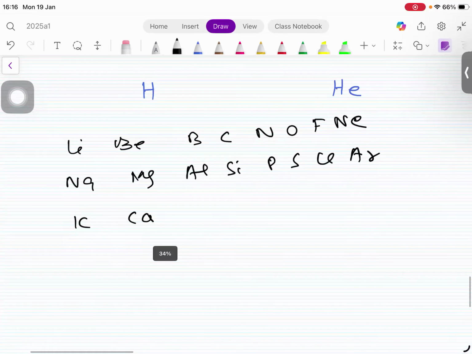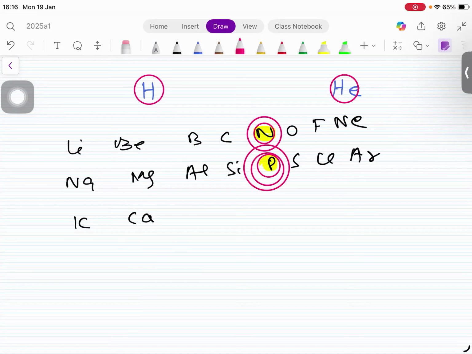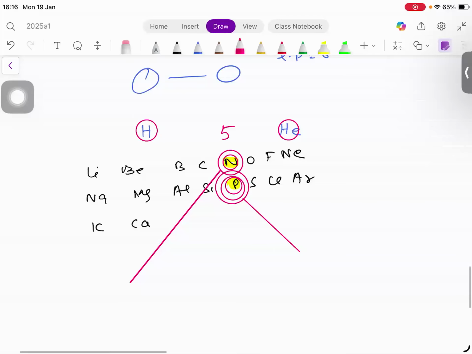Listen. Now, if I take these 2 elements here, which I highlighted, one is nitrogen and another one is phosphorus. You must know that period 1 has only 1 shell. I hope you know this. Period 2 elements have how many shells? And period 3 has how many? As you go down, the number of shells keeps being added. Okay, now I'm going to take these 2. They are the group 5 elements. One is nitrogen and one is phosphorus.